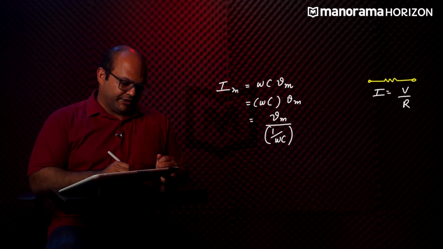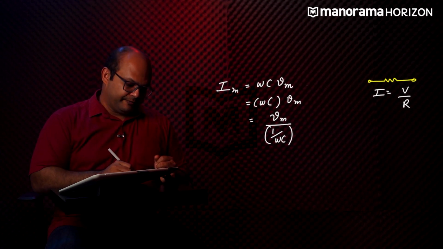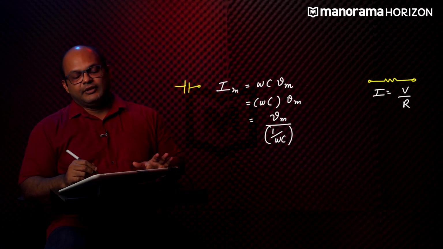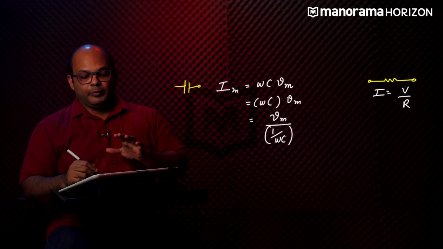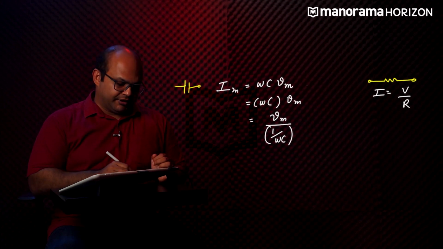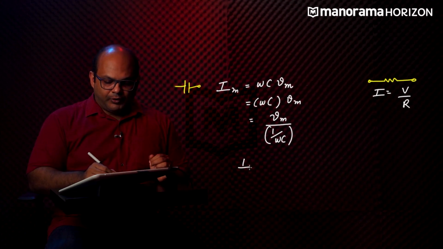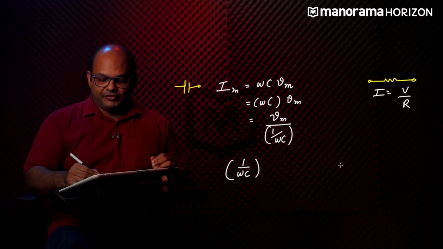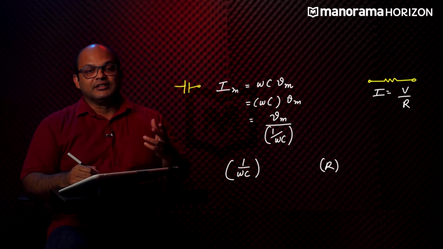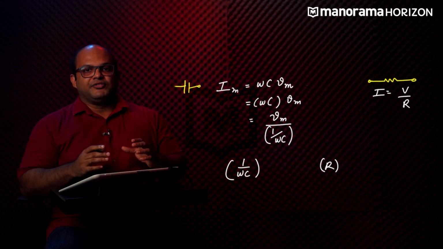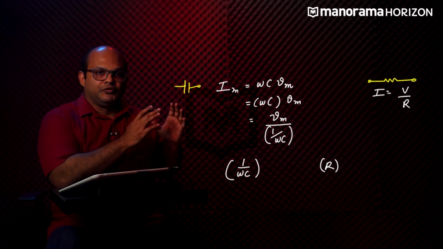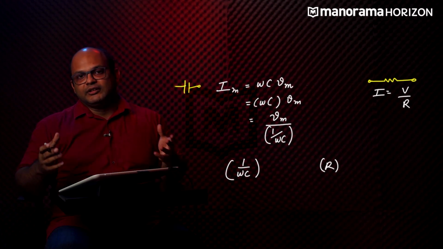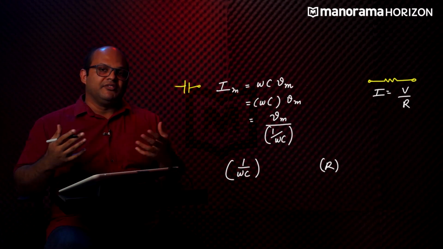In a capacitive circuit, we are noticing that the current at any given time is given as Vm upon 1 upon omega c. So in a capacitive circuit, 1 upon omega c is performing the same role as R performs in a resistive circuit. So 1 upon omega c is in a sense controlling the amount of current in a capacitive circuit, but R, that is the resistance, is controlling the current in a resistive circuit. So they are playing similar roles.